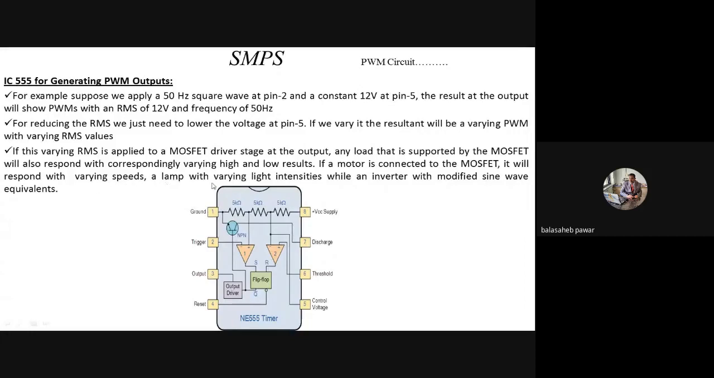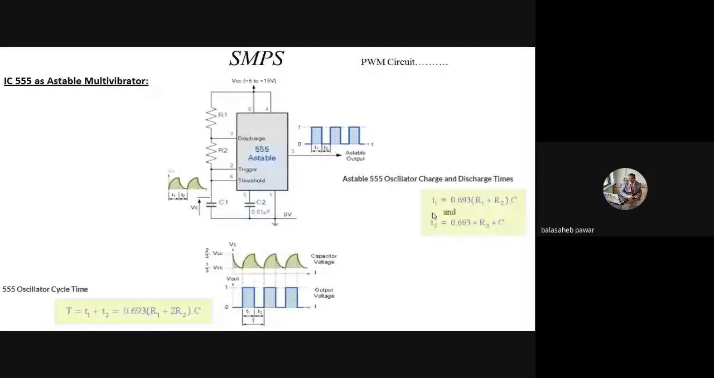A lamp with varying light intensity, while an inverter with modified sine wave equivalence, etc. So this type of configuration is used for applications like varying the speed of a motor, then a lamp with varying light intensity, as well as in inverters. And now this is one of the best applications of that IC555.